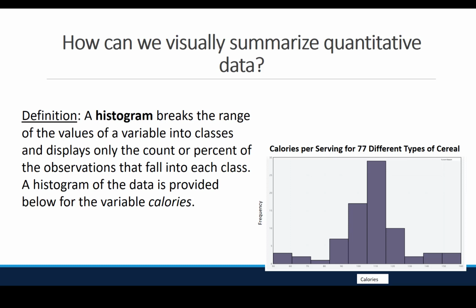A histogram breaks the range of the values of a variable into classes and displays only the count or percent of the observations that fall into each class. A histogram of the data is provided below for the variable calories. Notice that the overall shape of the histogram is similar to the overall shape of the dot plot, since we are observing the same data set here. Again, we can see that the center of the data set is at 110 calories per serving, with the lowest value at 50 calories per serving and the largest at 160 calories per serving.